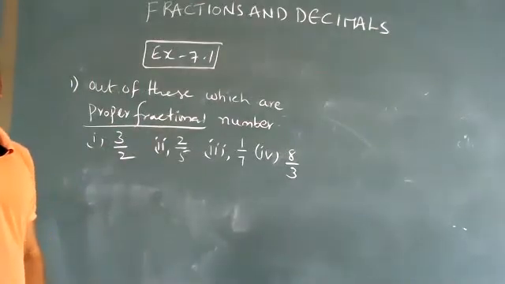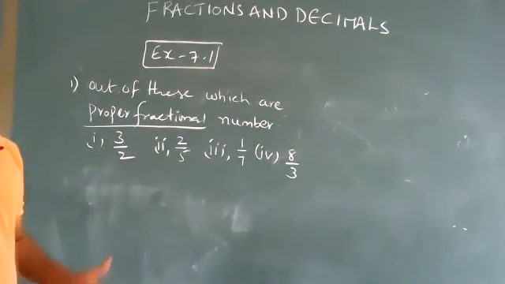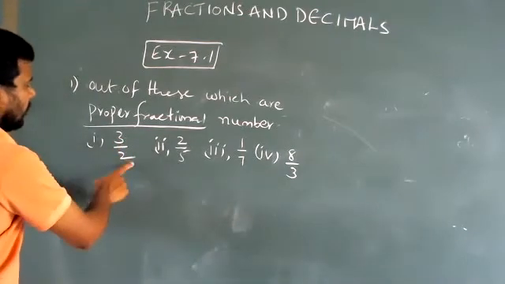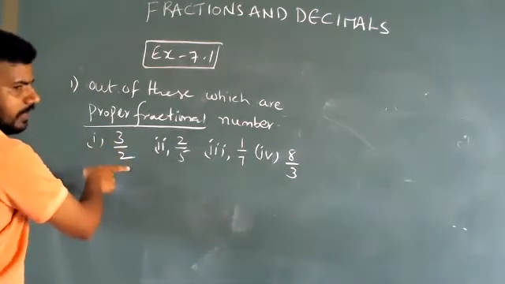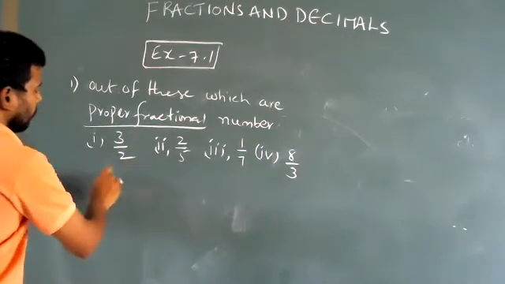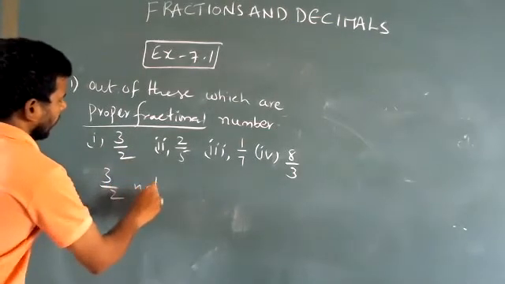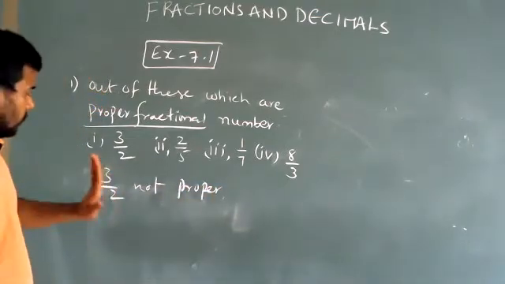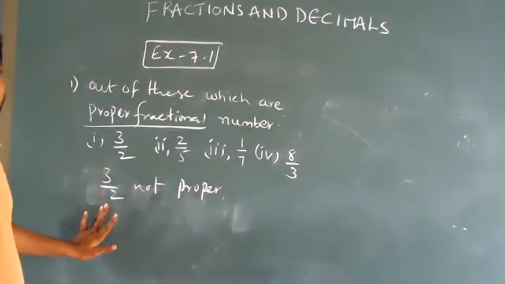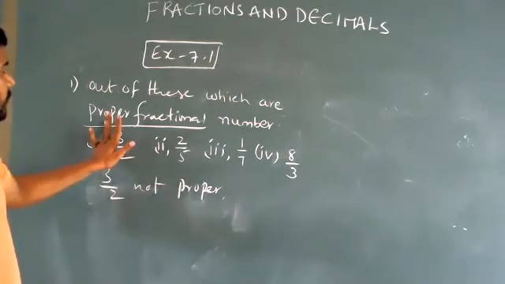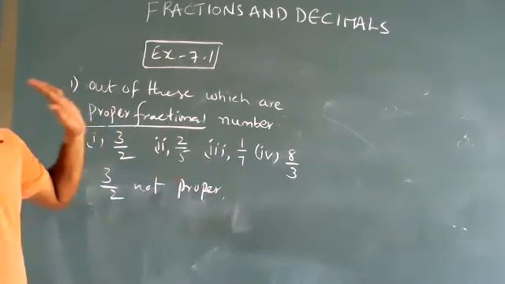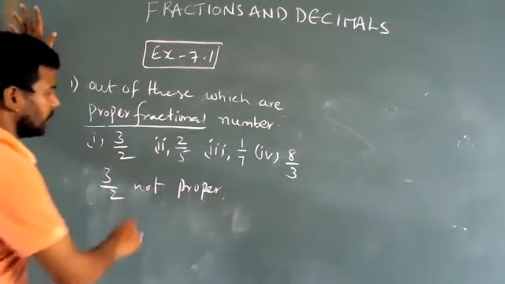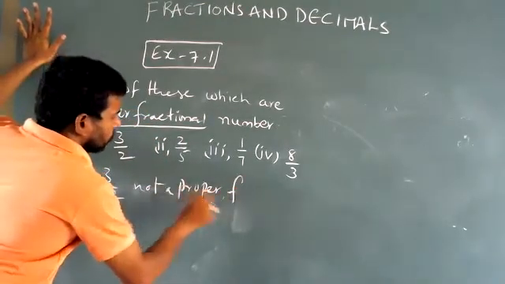Proper fractional numbers. What does proper mean? The numerator is less than the denominator. Take the first one, 3 by 2. 3 is greater than 2, so it's not a proper fraction. Why? Because the numerator is greater than the denominator. Here we are asking about proper fractions, where the numerator is less than the denominator. So it's not a proper fraction.